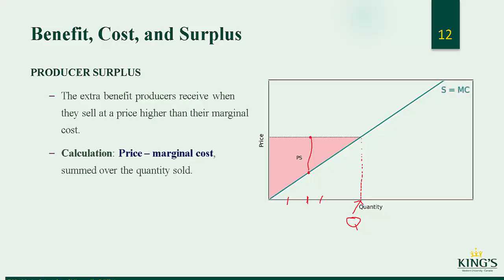Producer surplus is just equal to the price minus the marginal cost, and the total producer surplus is the entire area, so summed over all of the quantities sold. And again, the producer surplus is the area below the price, which will usually be the market price, and above the supply curve, which is also the marginal cost.